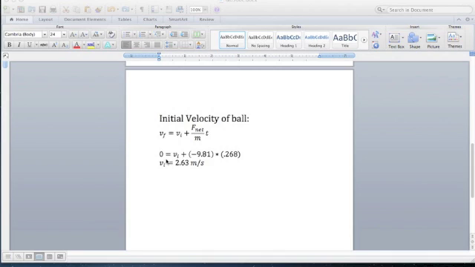We know that at the top of the trajectory, the ball's velocity is 0, so we can then set this equal to the initial velocity plus gravity, which is the acceleration of the ball, times t, which we can look in Tracker and find to be 0.268. After plugging in these values, we get that the initial velocity of the ball is 2.63 meters per second.